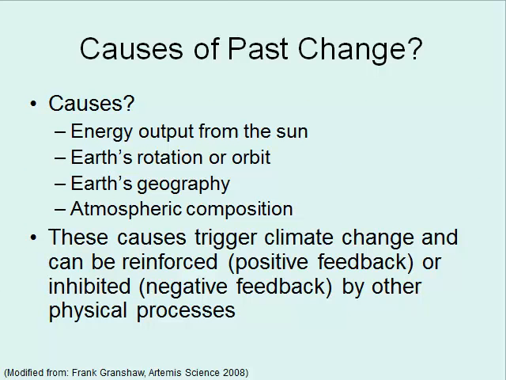So some of the causes of past climate change include changes in energy output from the sun, Earth's rotation or orbit, fluctuations, geography of the Earth, and atmospheric composition. These causes trigger climate change and can actually be reinforced, positive feedback, or inhibited, negative feedback, by other physical processes. So these causes all can work together to positively feedback and then cause climate to change, or they can work against each other and keep things the same.